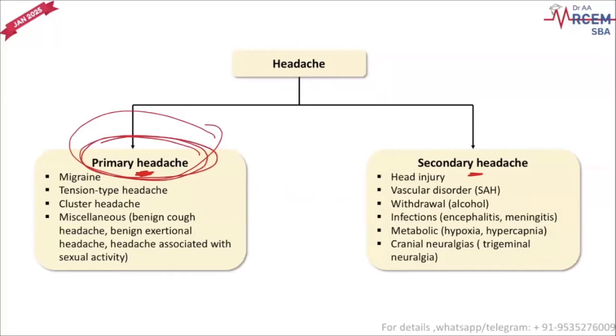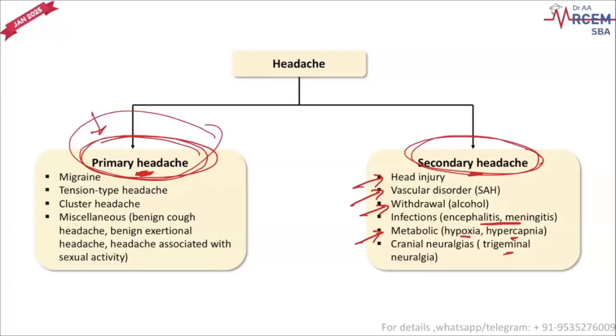If there is a cause for the headache or there is a pathophysiology for the headache, then we call it a secondary headache. For example, a head injury, a trauma has caused the headache. Obvious thing, a vascular disorder like a bleed in the subarachnoid space, or it is because of alcohol withdrawal, or because of an infection in the brain parenchyma or the meninges which are covering the brain, or it is because of metabolic disorders like hypocapnia, hypoxia, or it is because of a neuralgia, for example, trigeminal neuralgia. These are all secondary headaches.